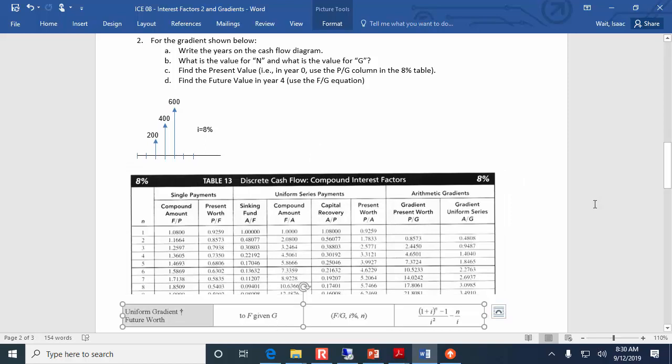In the equations that are provided, the ratio of F to G is what's in the right side of that box. So the ratio of F to G is (1 plus i)^n minus 1, all of that divided by i squared. And then separately we have minus n divided by i.